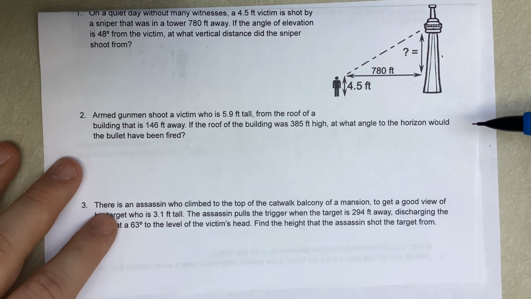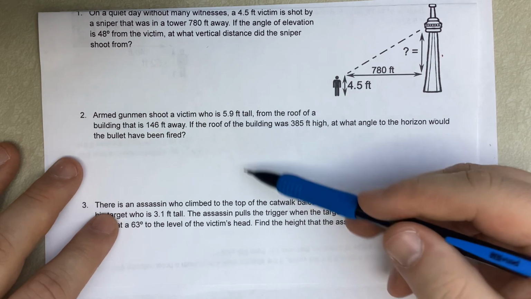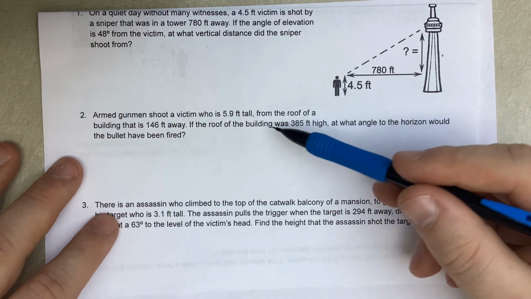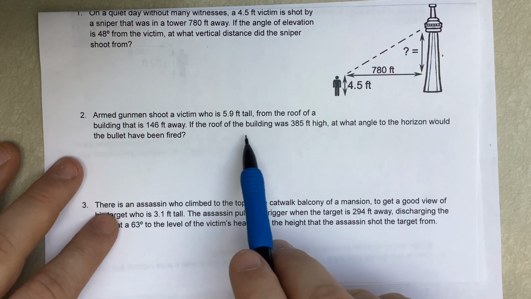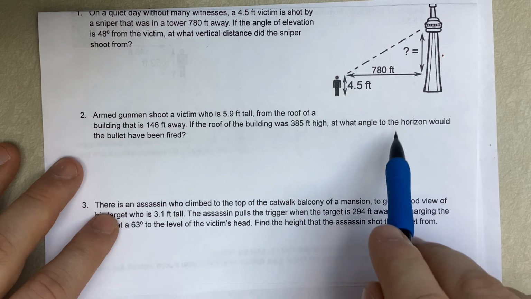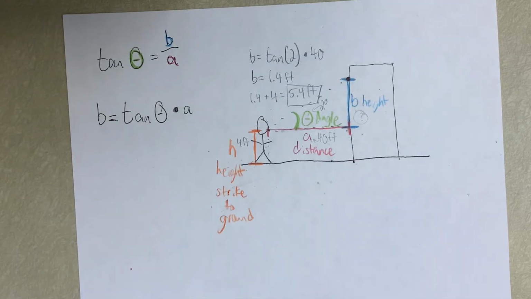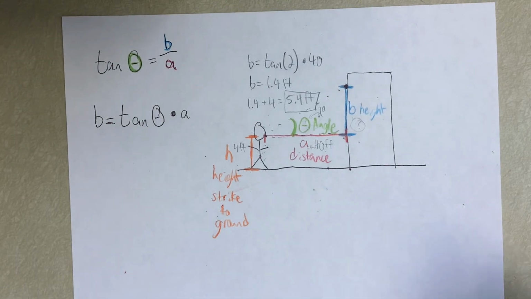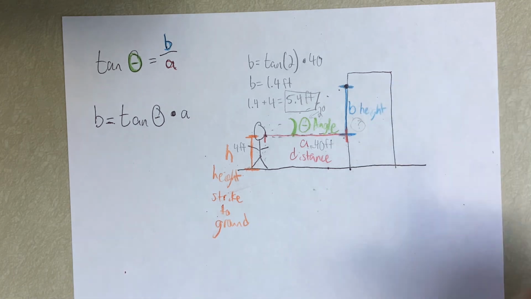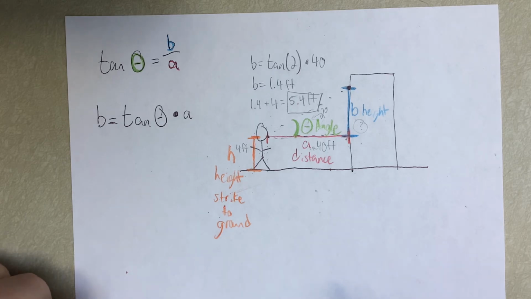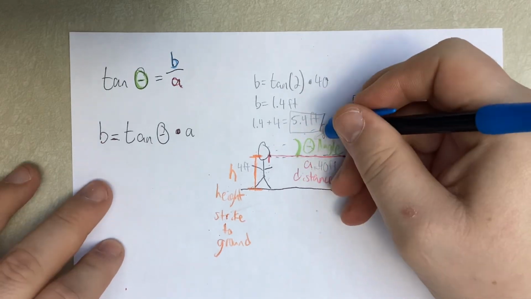Number two asks, an armed gunman shoots a victim who is 5.9 feet tall, or strikes him at 5.9 feet up at least, from the roof of a building that is 146 feet away. If the roof of the building was 385 feet high, at what angle to the horizon would the bullet have been fired? Now, it's not asking us the same question that it asked here. Here, we solved at what height was it shot from. It actually gives us that value. Instead, it's going to ask us at what angle. So we need to answer a different question.